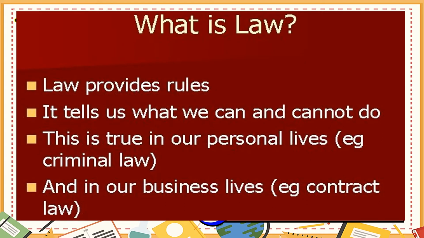What is law? Law provides rules. It tells us what we can do and what we cannot do. So laws provide rules for the people to follow. It tells us the things that we can do and the things that we cannot do. And if we still do the things that we are not supposed to do, then we will be punished. We can be put to jail or we can be fined.